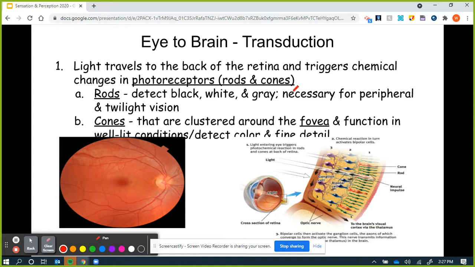Cones are responsible for color vision, seeing detail in well-lit conditions. That's why we see color better when we are in light. If the lights are out, then cones aren't as active. They are focused on the point of central focus. They are clustered in the middle of the retina, the point of central focus called the fovea.